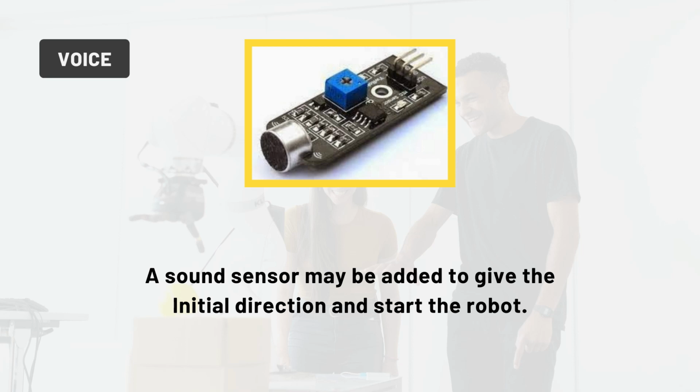A sound sensor may be added to give the initial direction and start to the robot. By recognizing the frequency of sounds like claps, it will move in different directions.